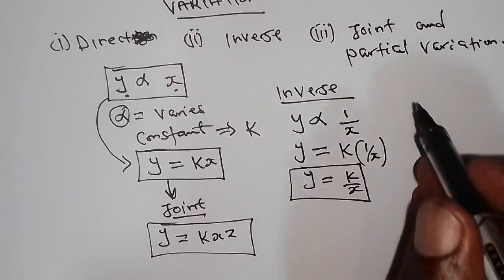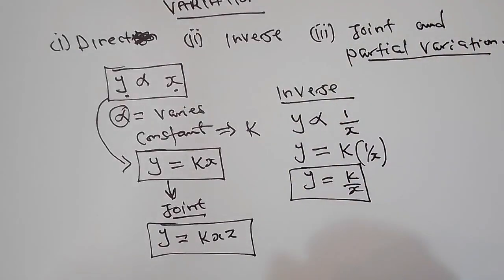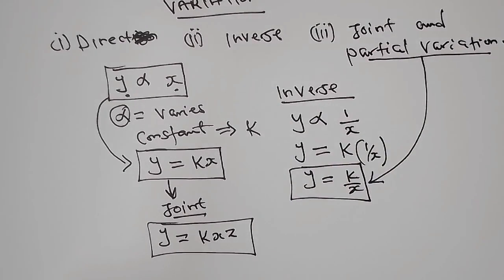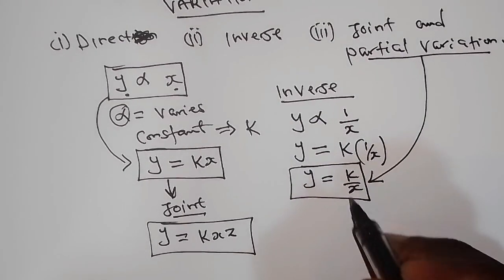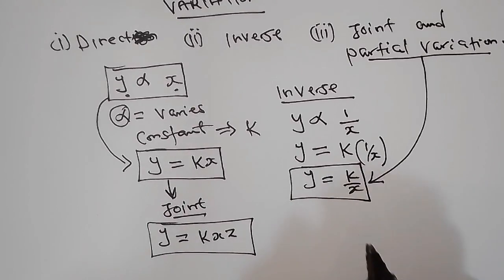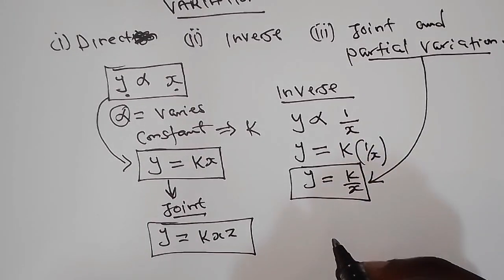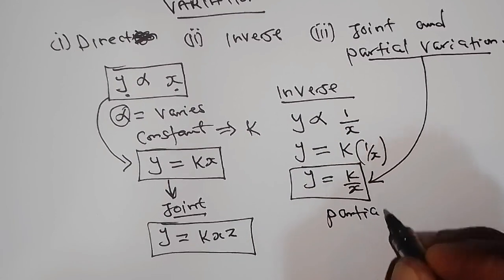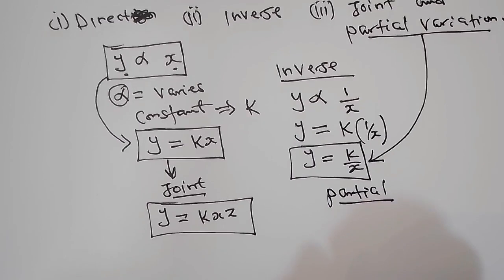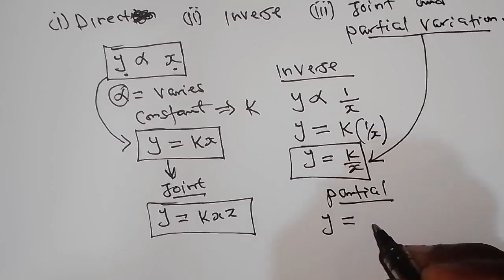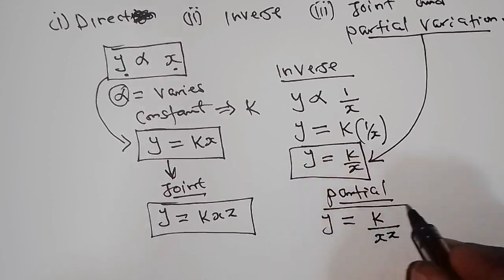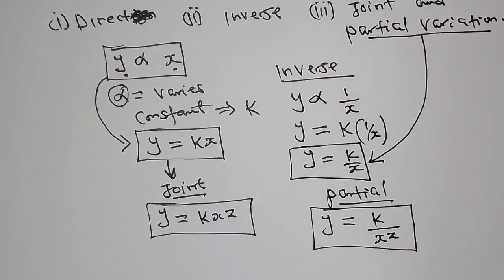And then when you talk about the partial variation, the partial is connected to the inverse. And again, for the partial, you need to have more than one variable in terms of variation. So for the partial, this can be y is equal to k divided by xz. Okay. And this is what we call a partial variation.